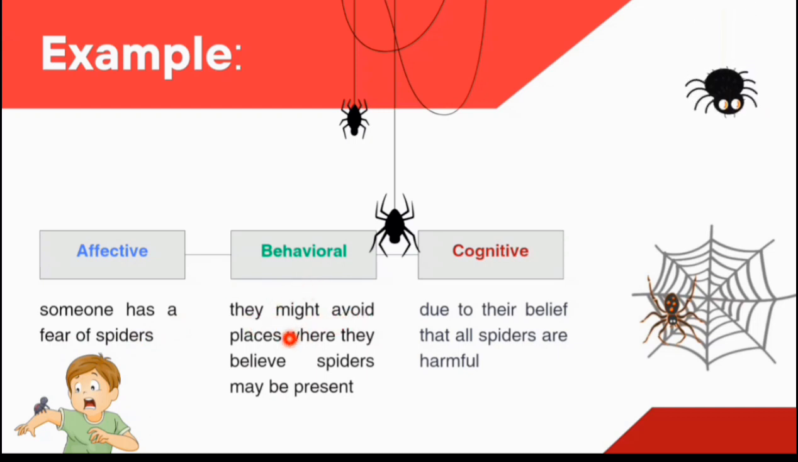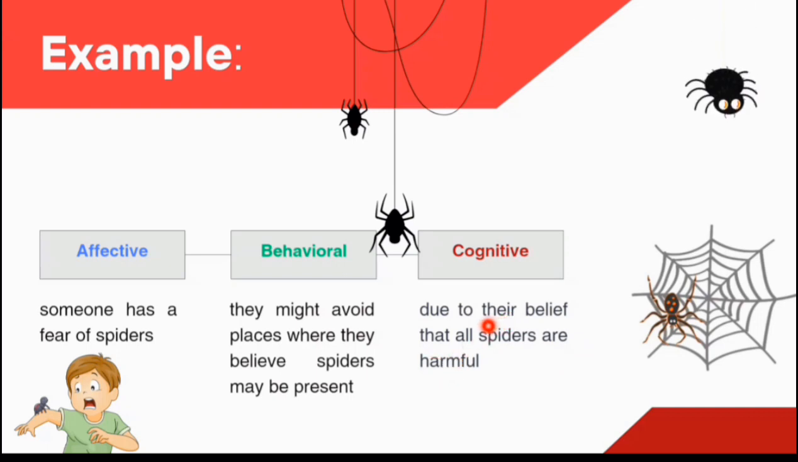They might avoid places where they believe spiders may be present. When they avoid these places, it is an action, which is called behavioral. The cognitive one is due to their belief that all spiders are harmful.